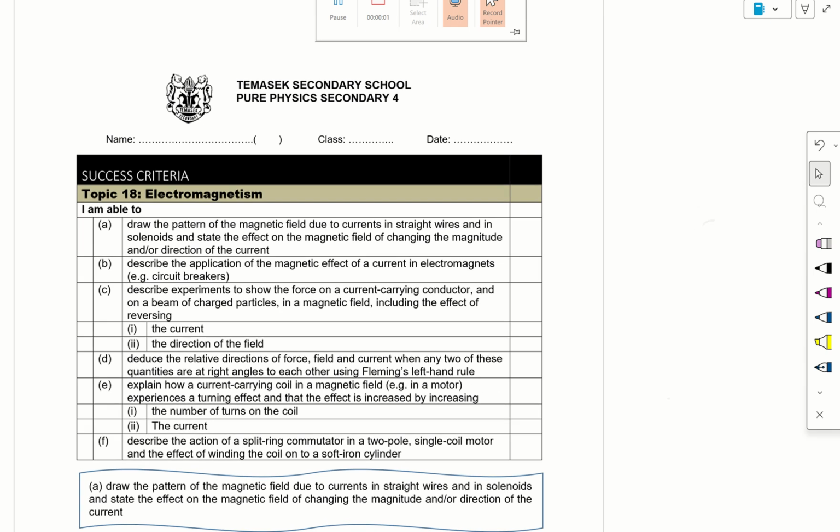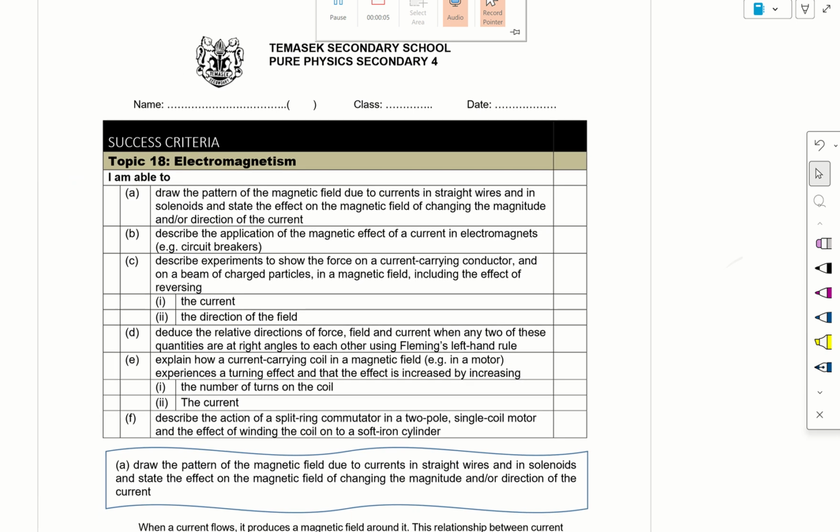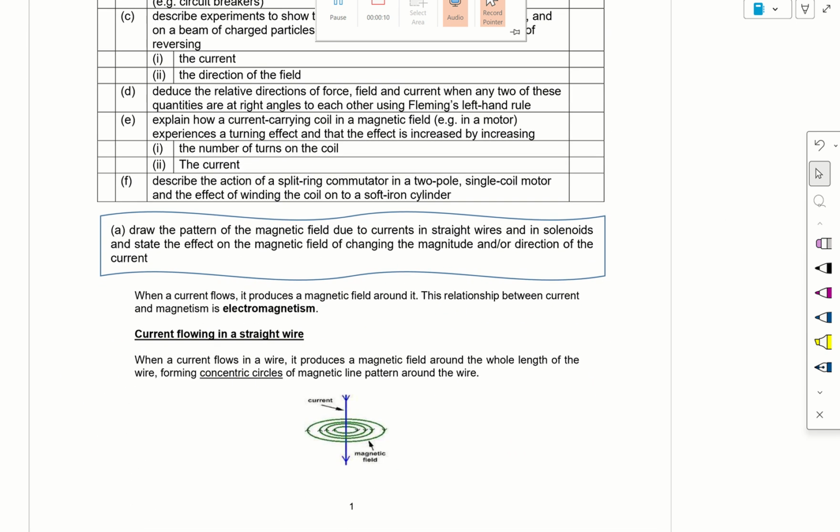Okay, for this video, I'll be going through electromagnetism for pure physics. Success criteria A: draw the pattern of the magnetic field due to currents in straight wires and in solenoids, and state the effect on the magnetic field of changing the magnitude and/or direction of the current.